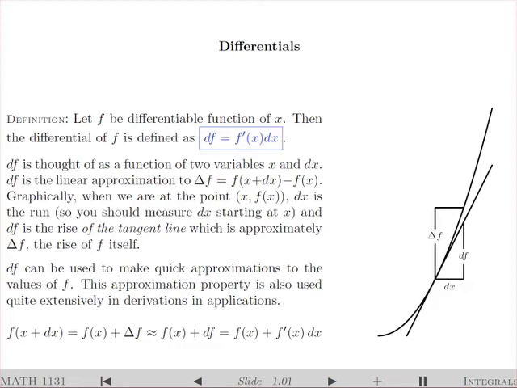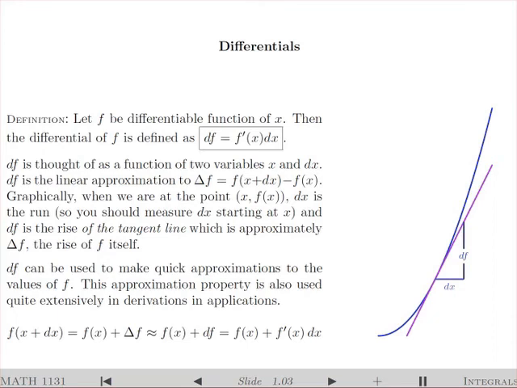You should think of d as indicating the change, and df is not the actual change but an approximation to the change given by the derivative. So we think of df as depending on two variables, x and dx. So you start at x and then change the value of the variable by dx. So you go from x to x plus dx. Then df is the rise in the tangent. So for a straight line, rise is slope times the run, and that's what f prime of x dx is.